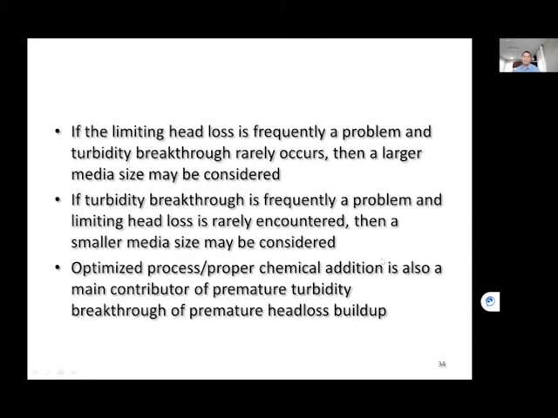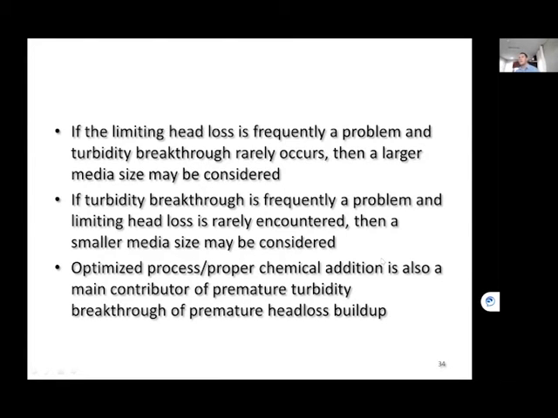If the limiting head loss is frequently a problem and turbidity breakthrough rarely occurs, then a larger media size may be considered. If turbidity breakthrough is frequently a problem and limiting head loss is rarely encountered, then a smaller media size may be considered. Optimized process and proper chemical addition are also the main contributors to premature turbidity breakthrough or premature head loss buildup. Typically you'll see overdoses of filter aid.